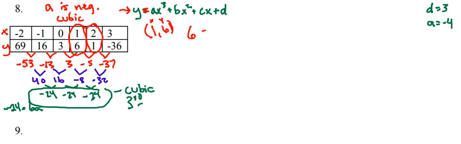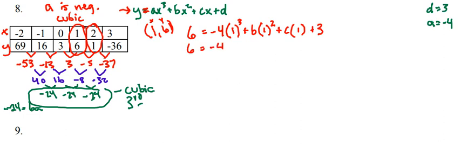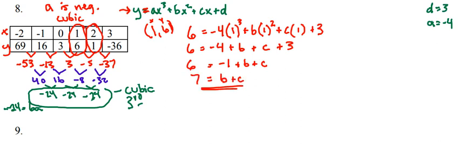So 6 should be equal to a, which is -4, times x cubed, which is 1 cubed, plus b, which I don't know yet, times 1 squared, plus c, also don't know, times 1, plus d, which is 3. We got to do some simplifying. The beauty of using the point where x equals 1 is that that just simplifies to this equation without the x's in it. -4 plus 3 is -1, equals 6. So 7 is equal to b plus c.